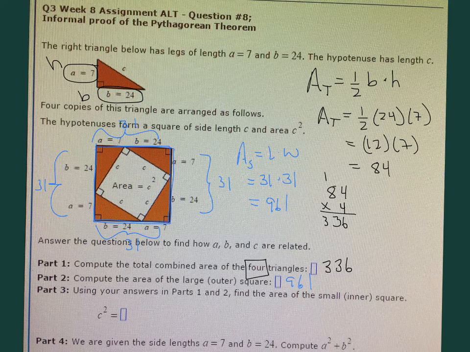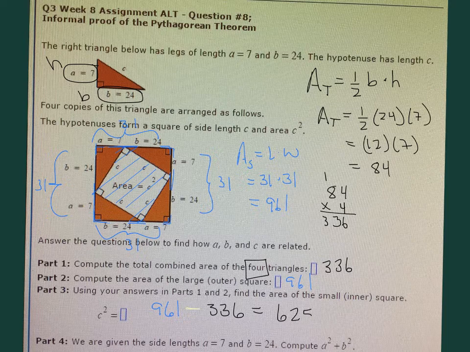Well, here's the nice thing about this, is the fact that you know what the area is of these 4 triangles, right? And you know what the area is of the entire square, which means if you subtract out the area of the black triangles from the whole square, you're left with what's inside, which is the area of the small inner square. So what we're going to do is take 961 and subtract from that 336. And when I do that calculation, 961 minus 336, I am given 625. Okay? So 625 is now my answer for part 3.